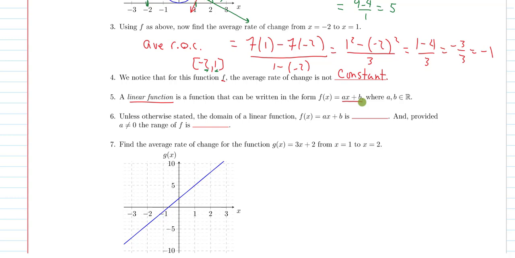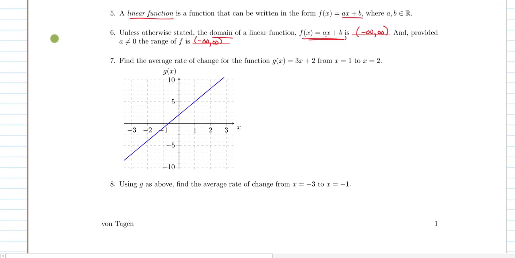Unless otherwise stated, unless I give you a different domain, the domain of a linear function, that is this function right here, is the interval from minus infinity to infinity. And provided that a does not equal 0, as long as the slope of the line isn't 0 and we don't have a horizontal line, then the range would be from minus infinity to infinity, such as this linear function that I've shown you right here.